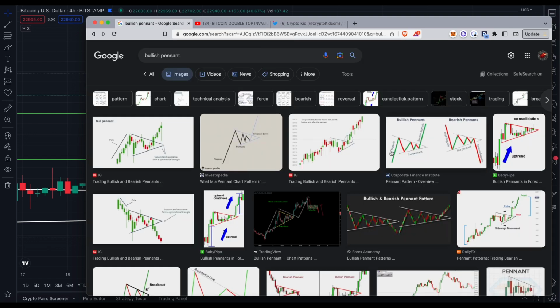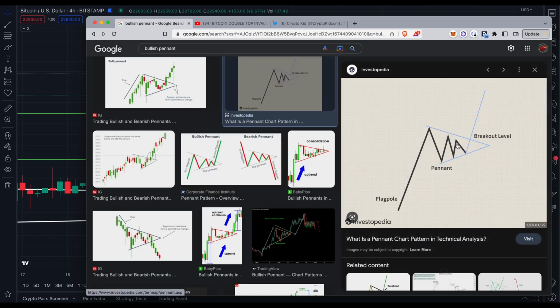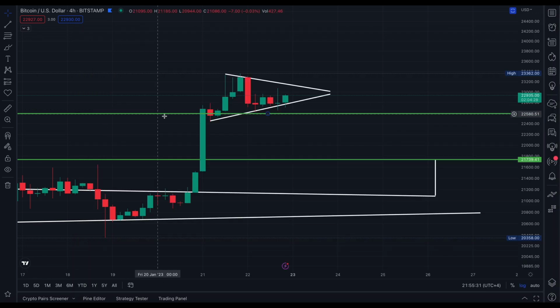I'm going to show you how it looks. So this is what we're going to look at. This is the technical pattern, called a bullish pennant. When you come from an upward momentum and then you form a pennant, you usually break to the upside. This could also break to the downside. However, they are more likely to break to the upside according to TA.